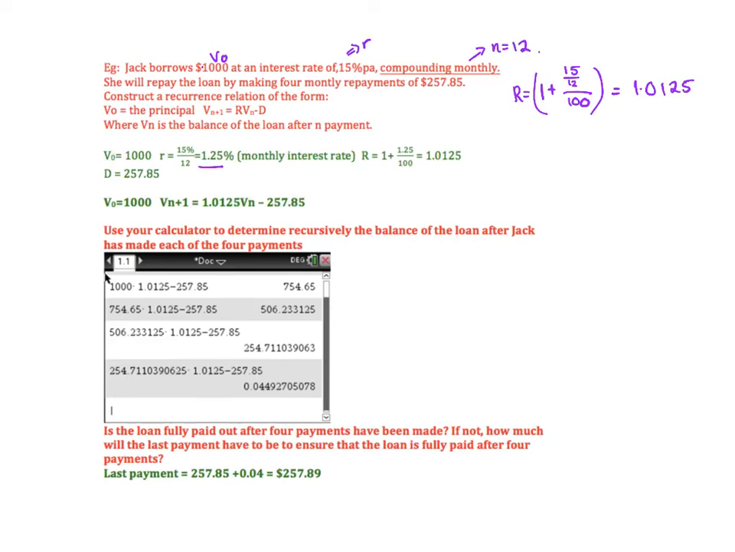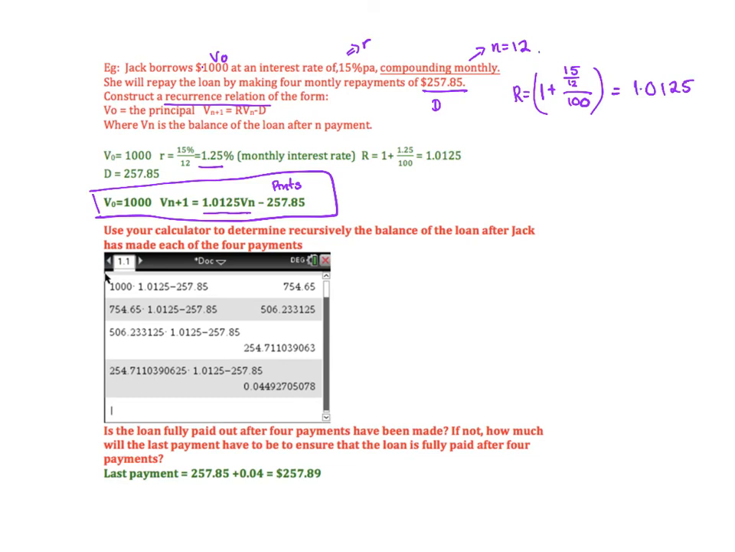She will repay the loan by making 4 monthly payments. So here's her monthly payment, that's like your D value there. Construct a recurrence relation. So we found the R. We've gone to the formula and we know we've got to do the R value. So there it is, times the one before. And then remember, this is the payments. So if you're asked to construct a recurrence relation, we need to state the V0 and have the formula. Then it says use your calculator to determine the loan after 4 payments.